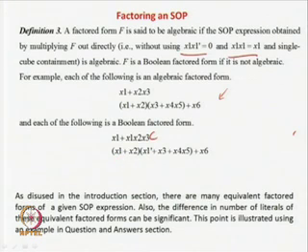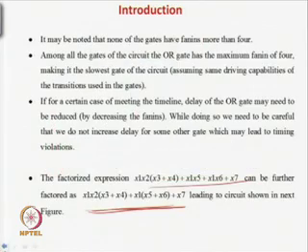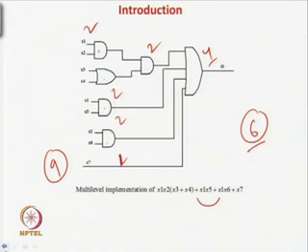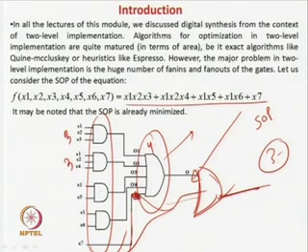So, what we have seen in this section is that there can be multiple equivalent factored forms, and the difference in the number of literals can be significant. As discussed in the introduction section, there can be many equivalent factored forms of a given SOP expression. That is already shown in this example: in this case the input count is 8, in this way the input fan-in is 9, and if you are not going for a factored form, then it can be very high, 3 plus 3, 6, 7, 8, 9, 10, 11.